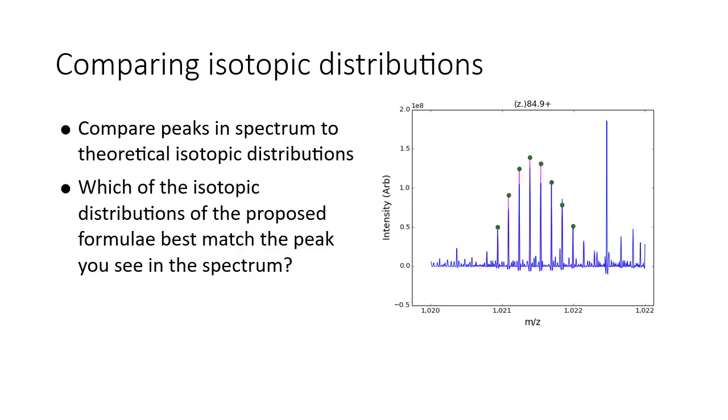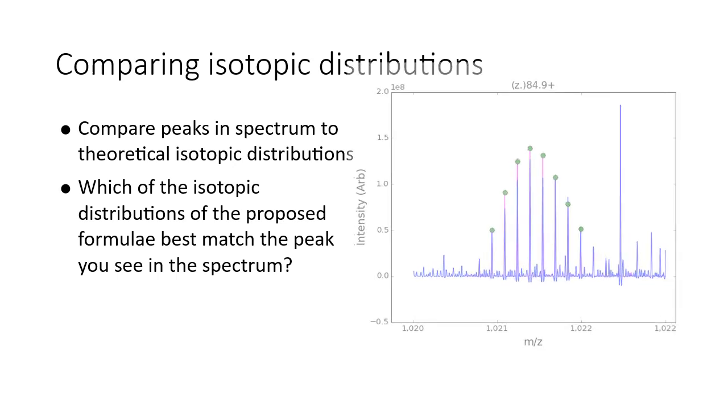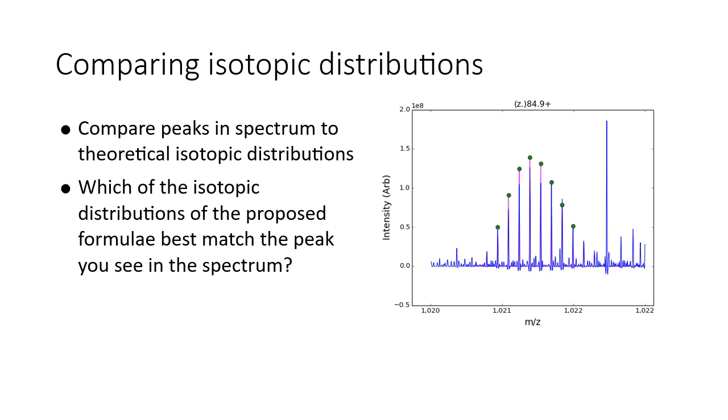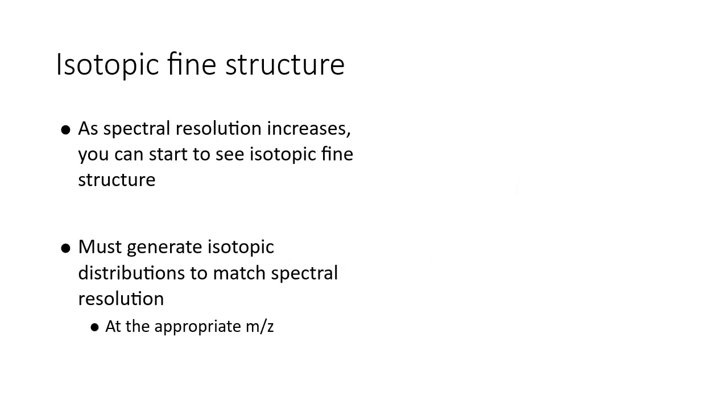This process then involves generating the theoretical isotopic distribution for each formula that is still in the list, and then comparing those isotopic distributions to the peaks that we can see in the actual spectrum. In this figure, you can see a comparison of the theoretical isotopic distribution for a particular fragment of a protein, that's the green dots, superimposed over a mass spectral section that could contain that fragment ion. When calculating the theoretical isotopic distribution of an ion, it's important to consider the resolution of the spectrum at the appropriate mass-to-charge ratio.